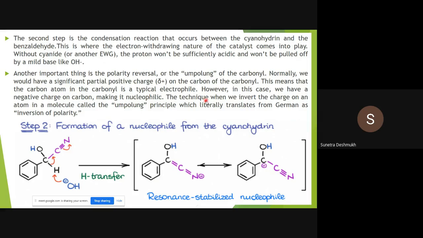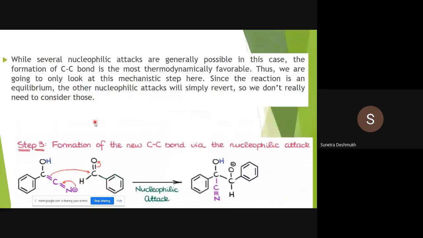Normally, we would have significant partial positive charge on the carbon of the carbonyl. This means that the carbon atom in the carbonyl is typically electrophilic. However, in this case, we have a negative charge on carbon, making it nucleophilic. So we have a nucleophilic carbon atom. This is a polar inversion of the polarity we can see in this type of compound.